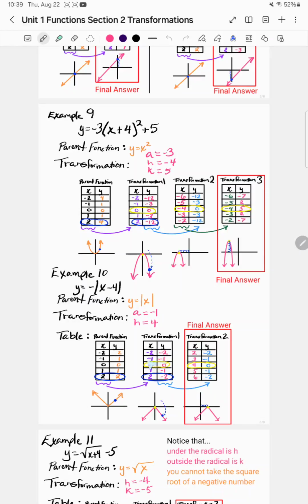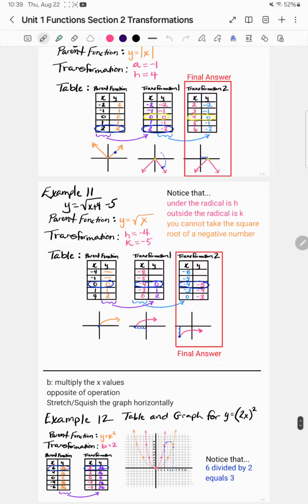So we're going to look closely at the vertex of this function. You can see how it used to be here, and now I'm shifting it right 4 spaces because h is a +4, so I move right 4 spaces, and that's the coordinate 4, 0.